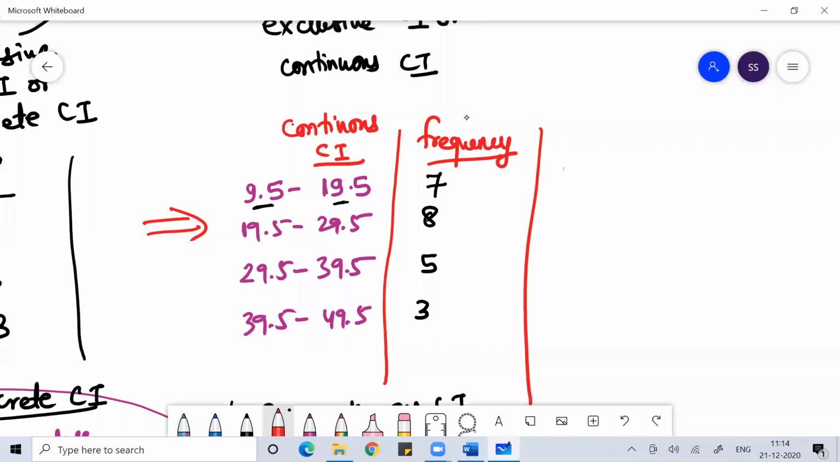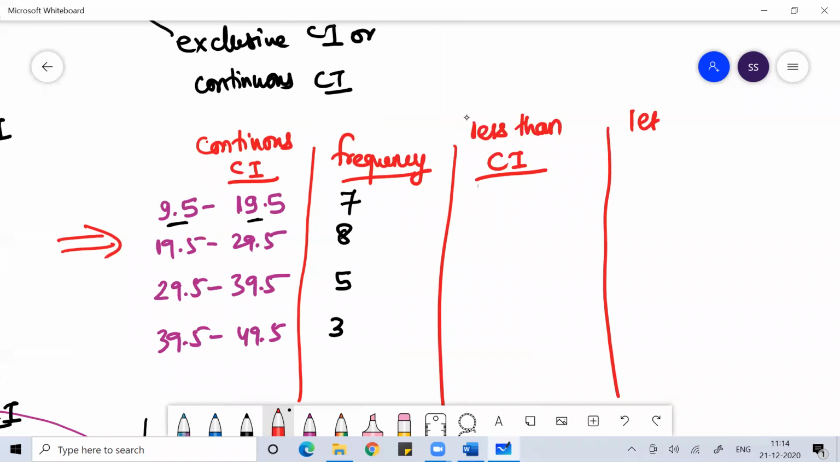Going further, I can discuss this data as a less than class interval with less than cumulative frequency. We can write the data in the form like this. There is something called cumulative frequency. Whenever we use less than class interval with less than cumulative frequency, we always use the upper limit.